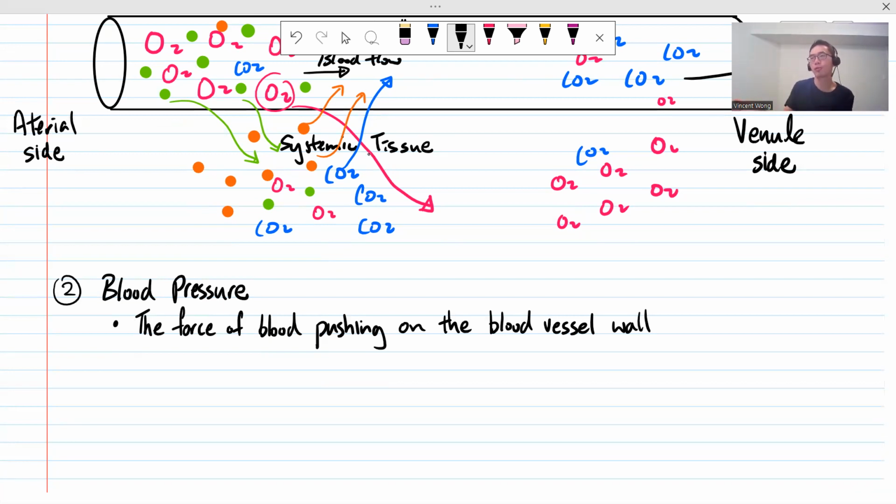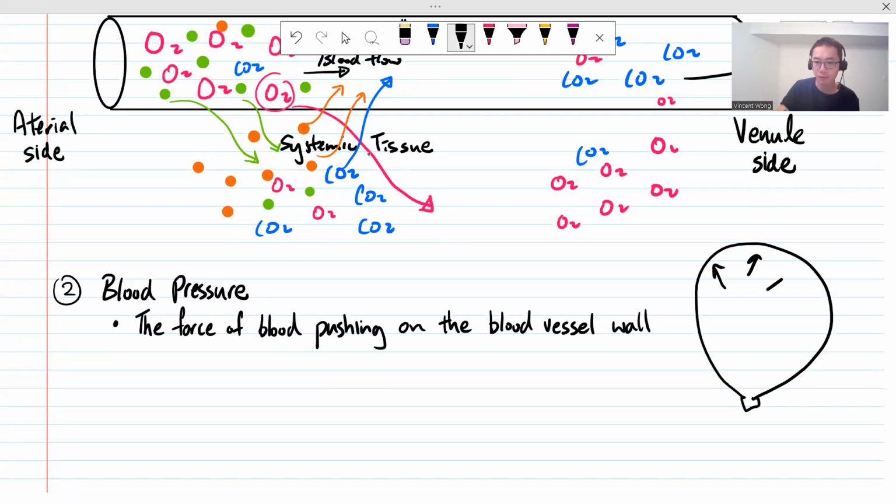And that's true for any fluid, right? Fluid is liquid or gas. If you blow up a balloon, the pressure that you feel when you press on the balloon is actually the force of the gas pushing at the balloon wall. That's what pressure is. So in this case, instead of talking about gas, we're talking about the blood, which is a liquid. So how much force is it pushing on the vessel wall?